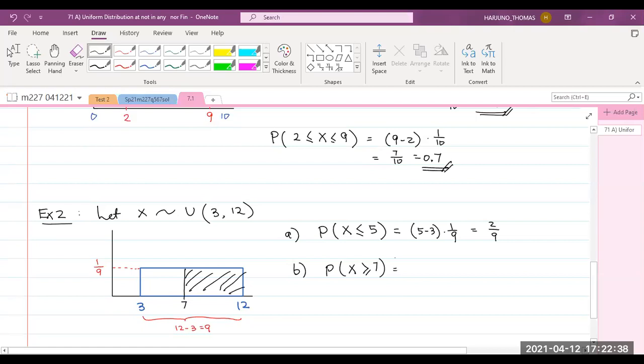The shaded region is a rectangle. The base is 12 minus 7. There, the length is 5, while the height is still 1/9. So that is 5/9. That's the probability.